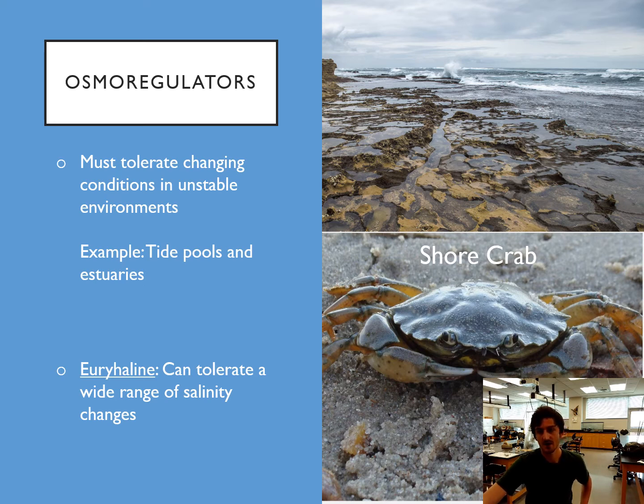So if you take a shore crab or a blue crab and you put it in a tank of fresh water, you put it in a tank of brackish water, or even a tank of salt water, it will survive each of those immersions because it is actively controlling its internal environment. So its cells are actively matching the external environment.